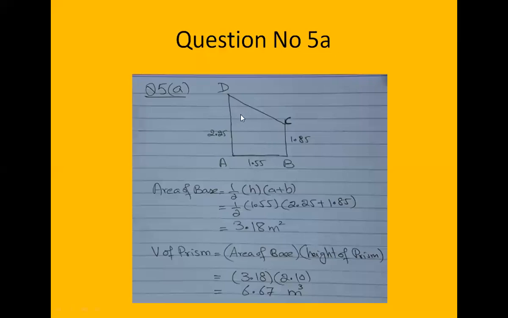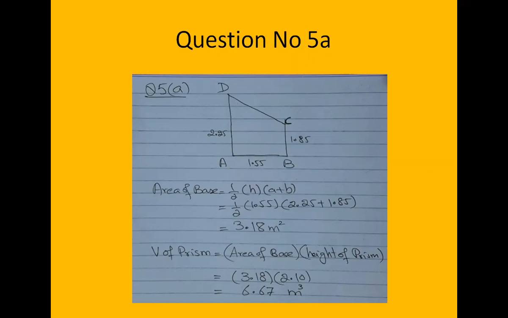So this is the base ABCD. The 2.25 and 1.85 are the parallel sides. 1.55 is the height of the trapezium, which means the perpendicular distance between the parallel sides. So the formula for the area of the base is 1/2 into height into sum of parallel sides. So it will be 1/2 into 1.55 into (2.25 plus 1.85).